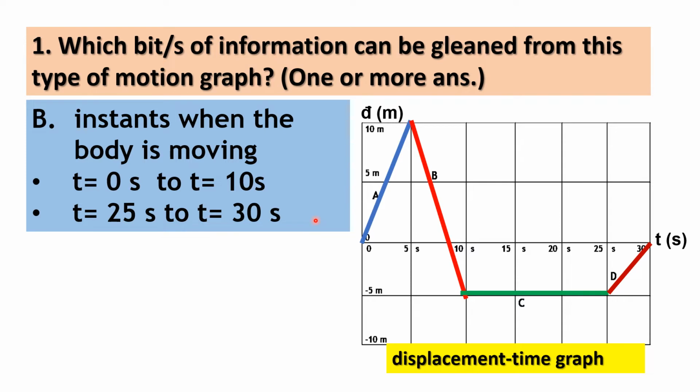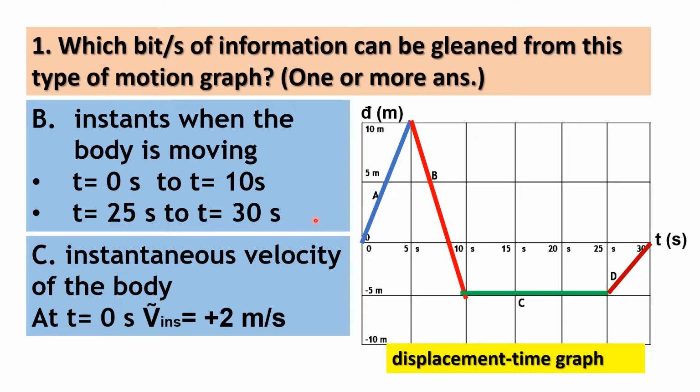All right, the other information that we can also glean from looking at a displacement time graph is the velocity at a particular time or instant. We call it instantaneous velocity. So for example, you are asked, what do you think is the instantaneous velocity of the body at exactly 0 seconds? Exactly at 0 seconds, what is the instantaneous velocity? The answer given here is V equals positive 2 meters per second.